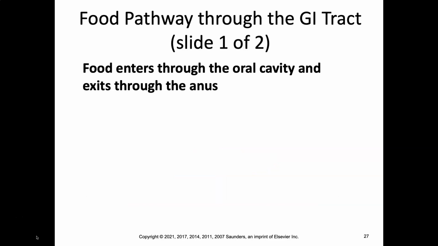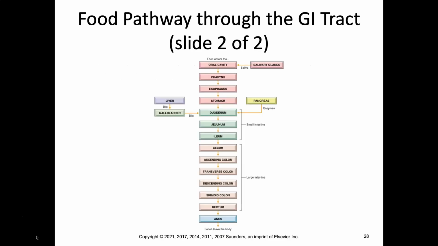So we know that the pathway is that it enters through your oral cavity, exits through the anus. And here's a really good visual about how that happens and how the liver, gallbladder, and pancreas play a role in breaking the food down so that we can take advantage of all the nutrients in our body through the small intestine and get rid of the waste through our large intestine.